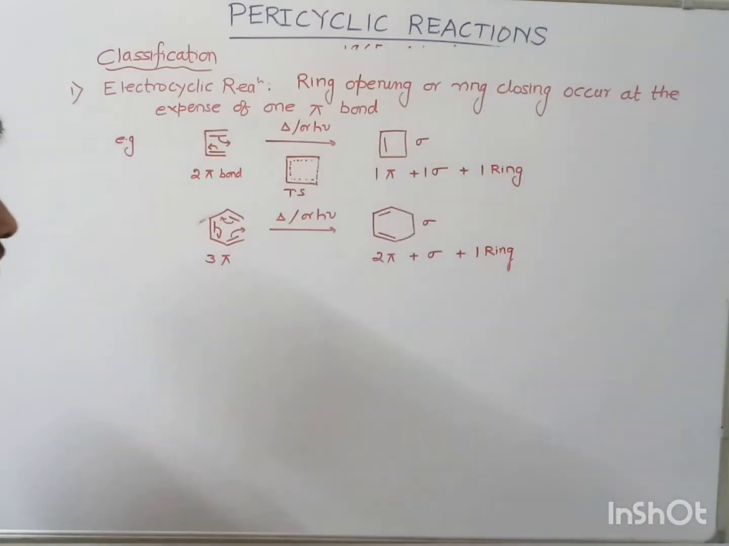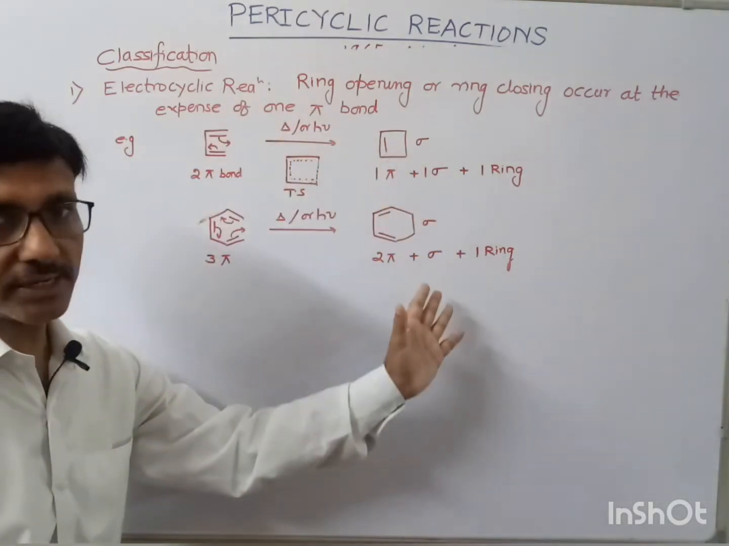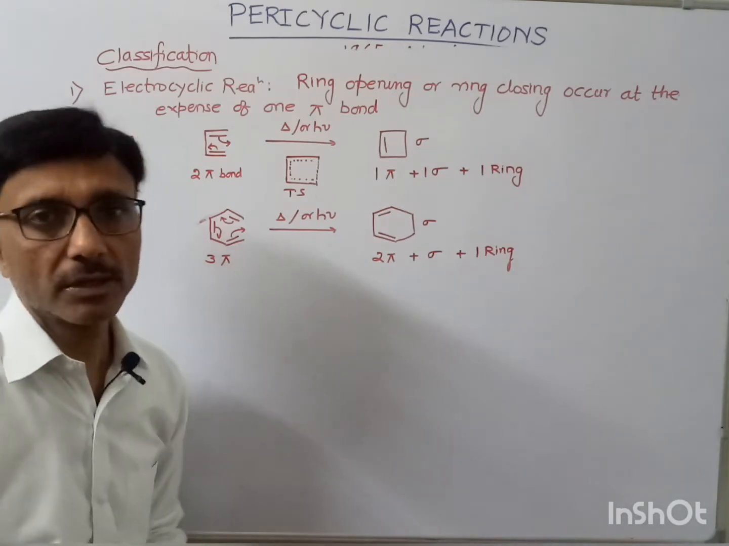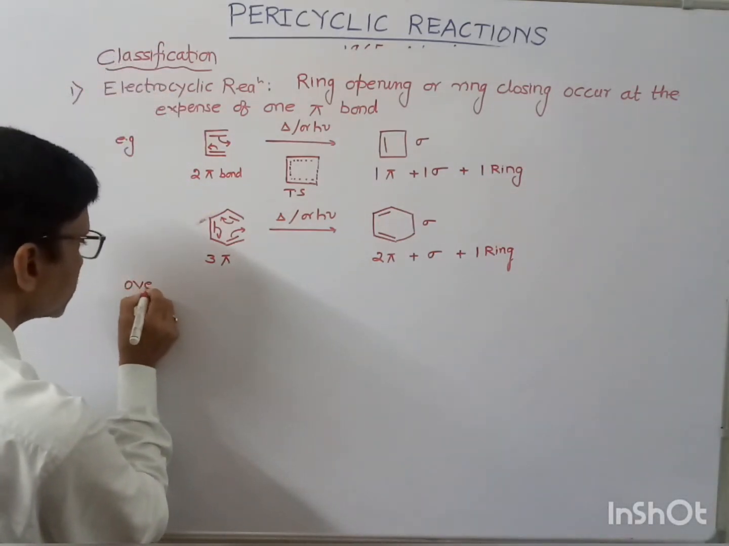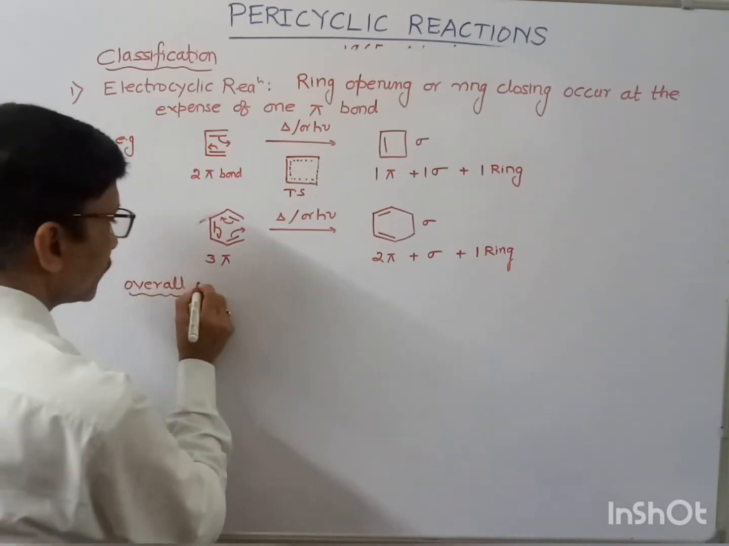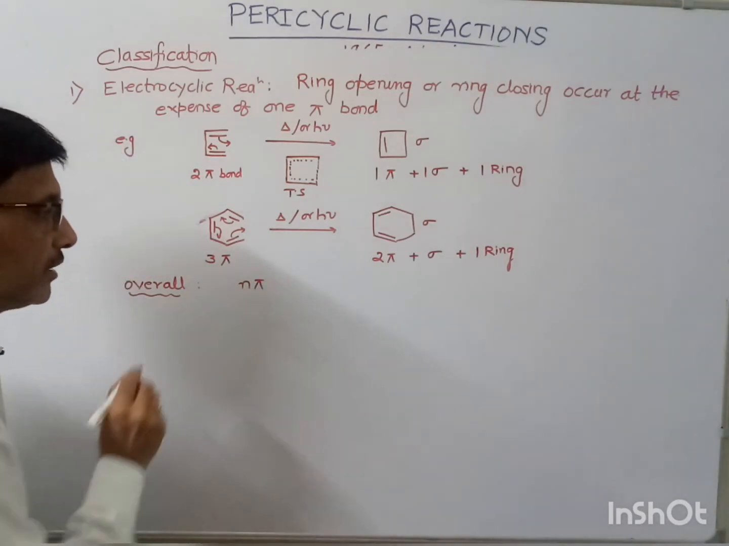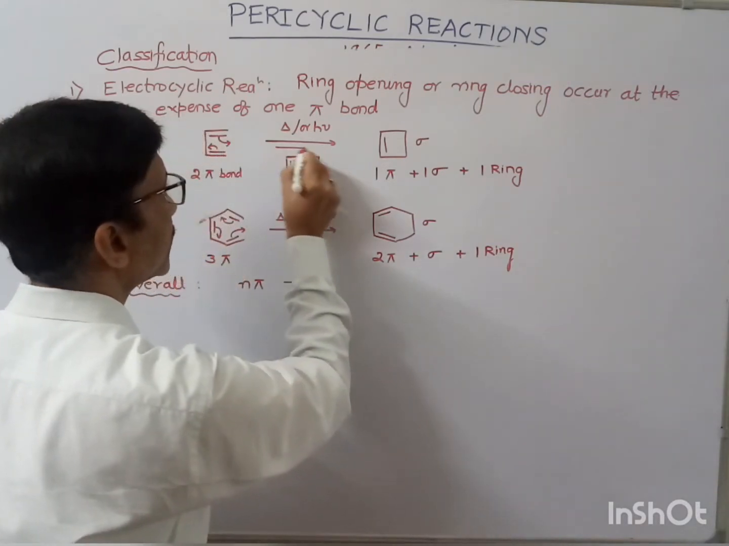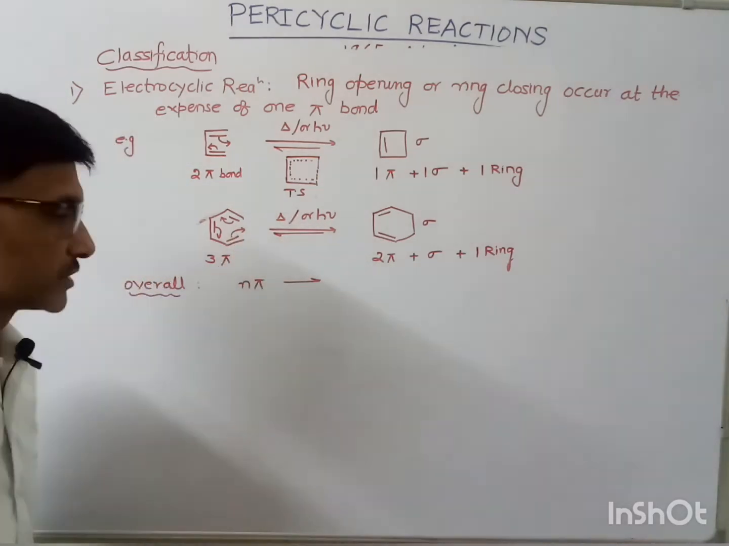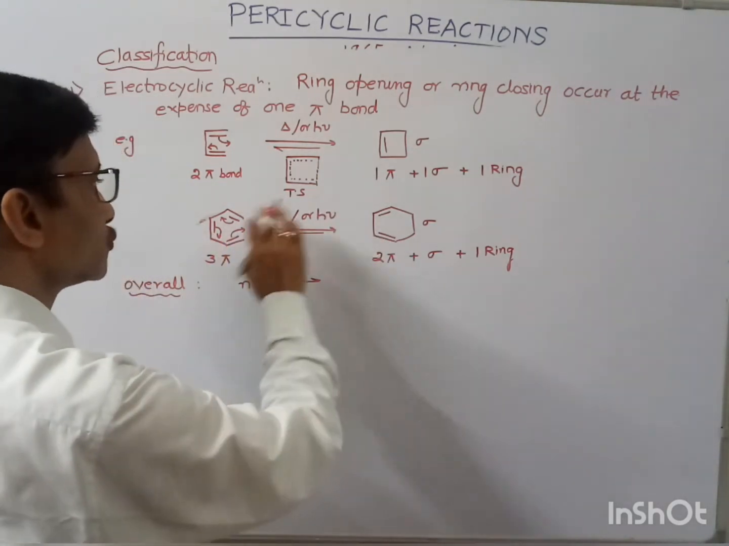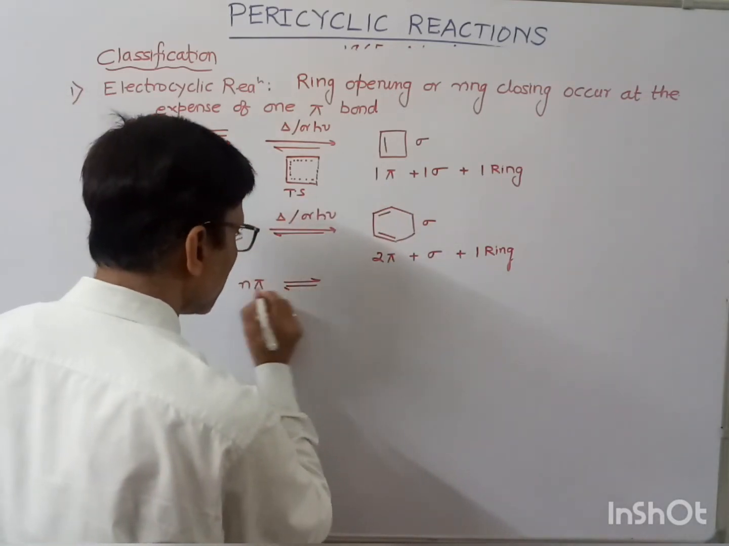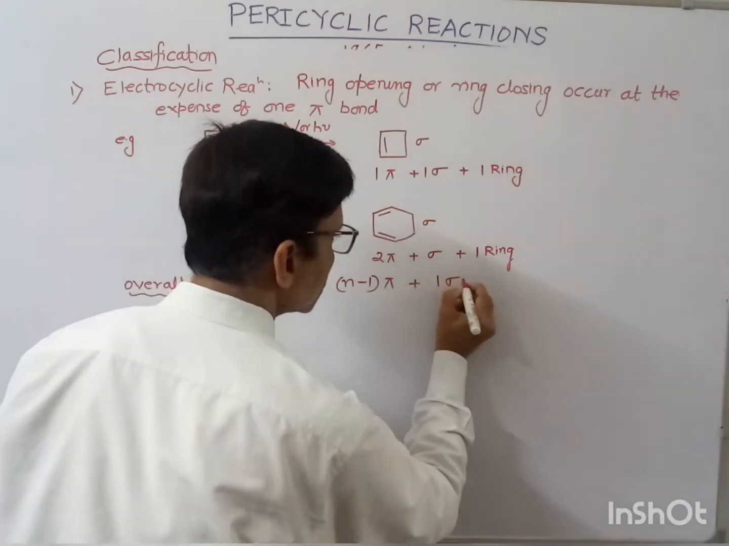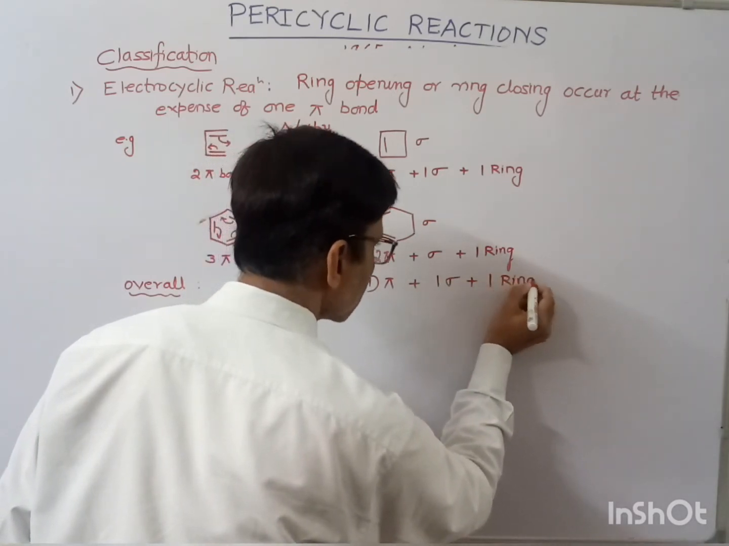So overall, in an electrocyclic reaction, 1 pi bond will decrease in the product, and one new sigma bond and one new ring will be formed. So what is the overall rule? If n pi bonds are present in the reactant, then ring closing or ring formation will occur. It may be reversible, this can also be opened and this can also be closed. So the number of pi bonds is decreased by 1, and one new sigma bond plus one new ring is formed in such a reaction.